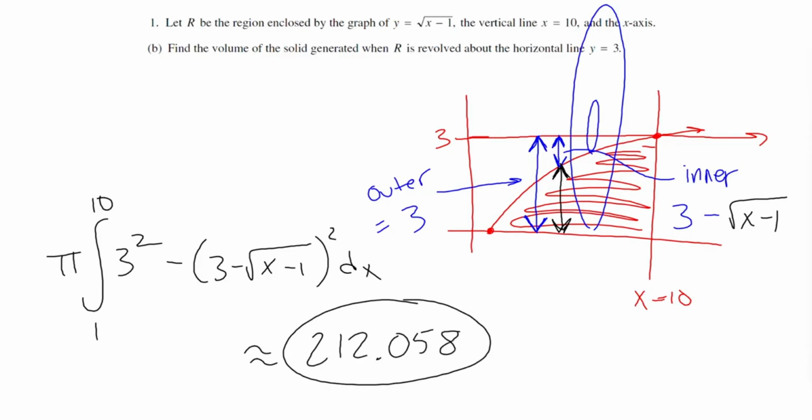And part B here was also worth 3 points, 1 for the limits and the constant, 1 for the correct integrand, and 1 for the final answer.